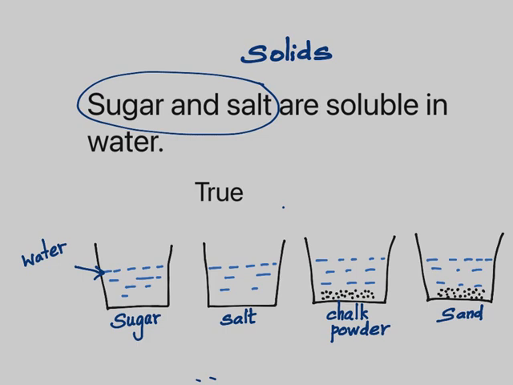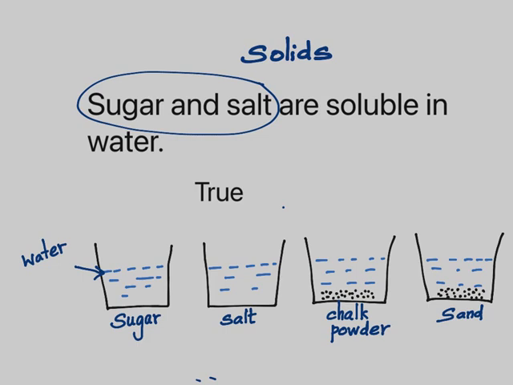Sugar and salt are soluble in water. Yes, it's true. Sugar and salt dissolve in water. For this experiment, you need bowls of water. So we can also check whether chalk powder and sand are soluble. So for that, let's take bowls of water and add some sugar to the first bowl, salt to the second bowl, chalk powder to the third bowl, and sand to the fourth bowl.